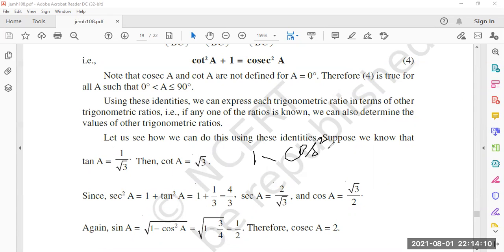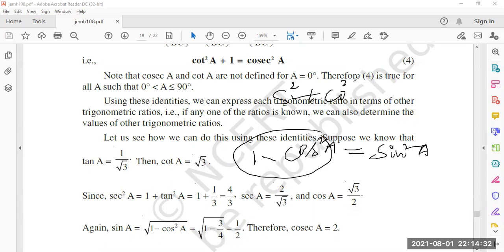Right. 1 minus cos square a. If you find anywhere this expression 1 minus cos square a, this is equal to sin square a. How is this possible? Because we know an identity: sin square a plus cos square a is equal to 1. So when you send this cos square to the other side, it gets subtracted from 1, because it is addition on the left side. When it goes to the other side, it gets subtracted.